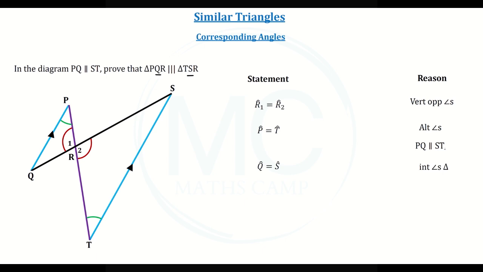So we have proven that these triangles are similar. So our final answer, we say triangle PQR is similar to triangle TSR. And for the last time, we give our reason as AAA.